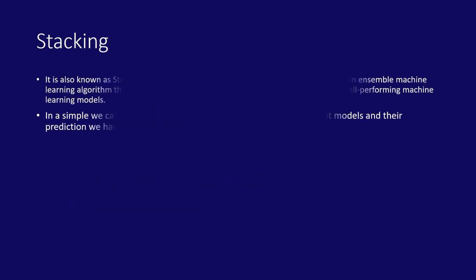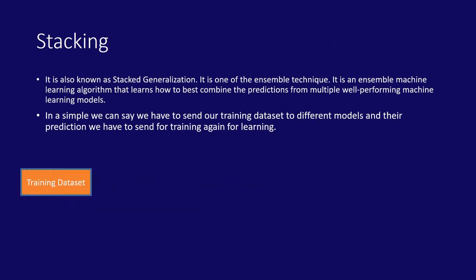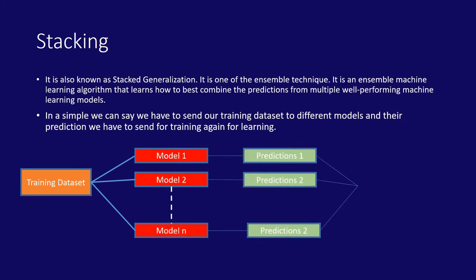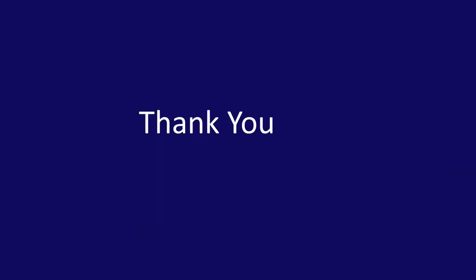The last technique is stacking. It is also known as stacked generalization. It is an ensemble machine learning algorithm that learns how to best combine the predictions from multiple well-performing machine learning models. In simple terms, we can say we have to send our training dataset to different models and their predictions we have to send for training again for learning. We will see all the ensemble techniques in depth in the next videos.